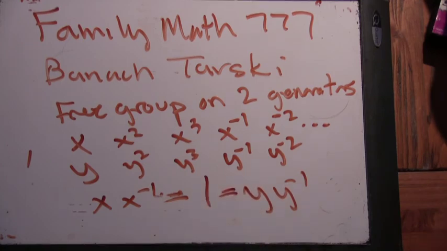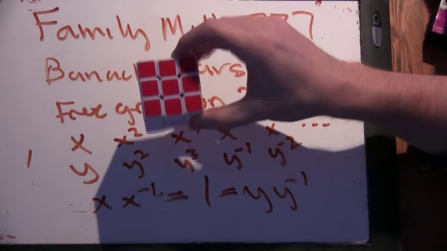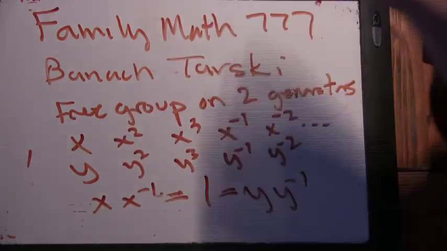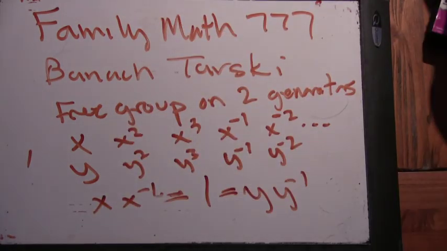So the cube has one extra relationship that the free group doesn't have. So this is what we're going to study. Okay?